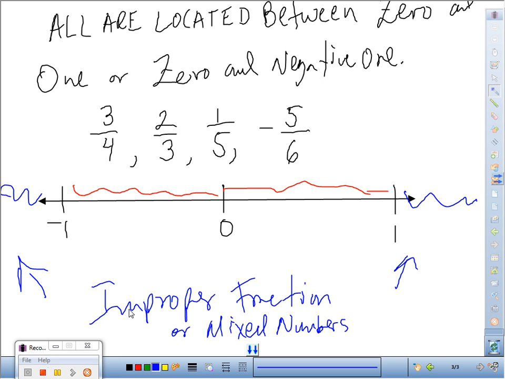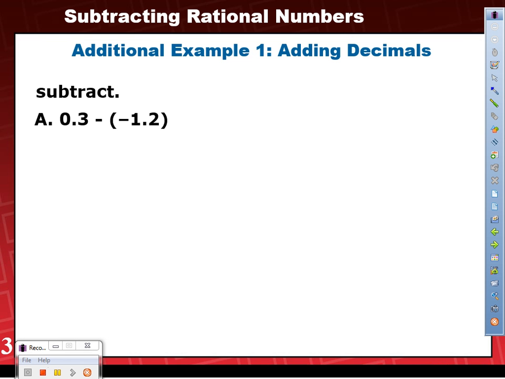Does everybody understand what I'm showing you? Okay, because we're going to use this information right now when we get to graphing using the number line, fractions. So, with that said, in the back of your paper, copy this one, example 1A, and write subtract. It says 0.3 minus, parentheses, -1.2.